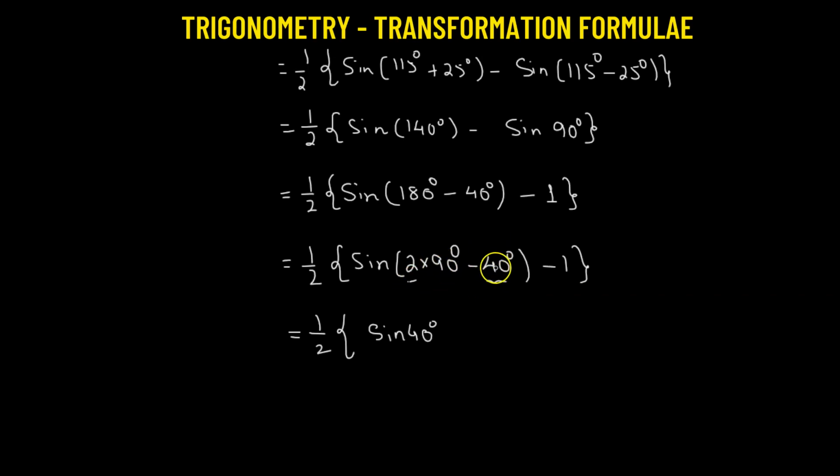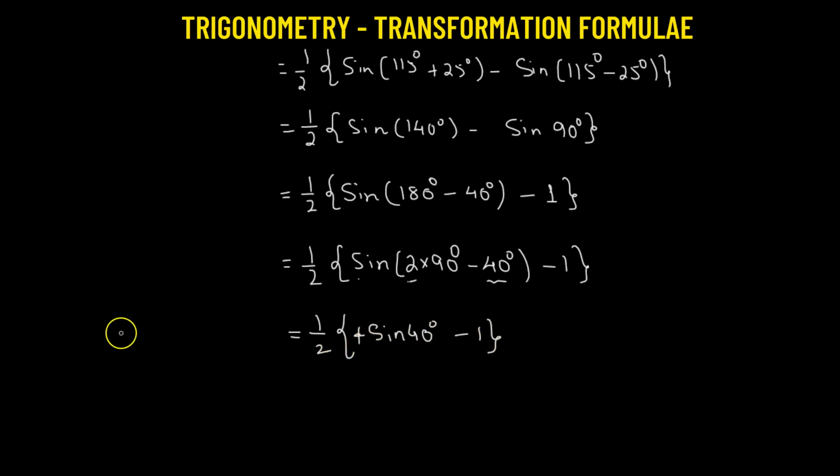But then again, we are subtracting a small angle, 40 degrees, from it. 40 degrees being an acute angle, that's not going to affect the quadrant. We're still going to lie in the second quadrant. And in the second quadrant, the value of the sine function is positive. So since we started out with sine, its value is going to be positive. So we get positive sine 40 degrees and the remaining value, that's negative 1. So this is going to be the final result.